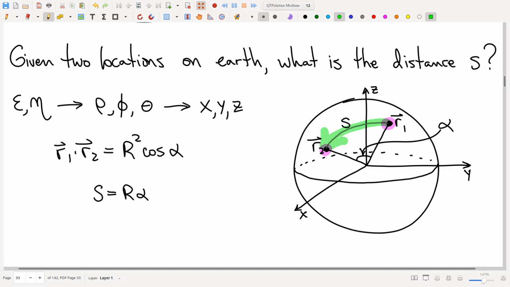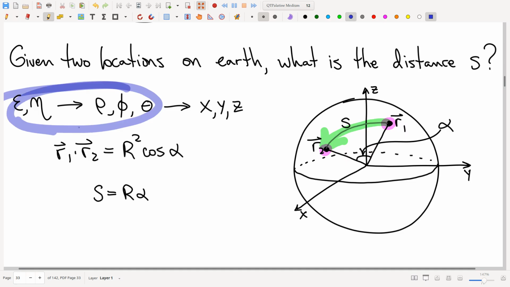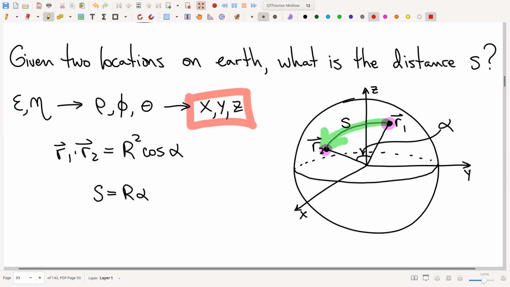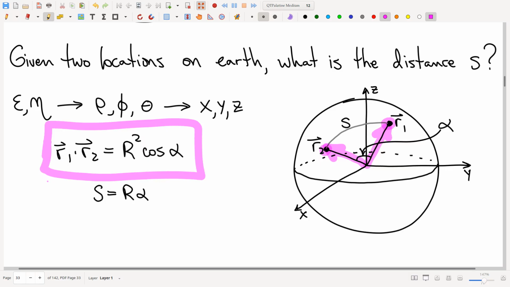A wonderful little argument is that for each of these points, I can use what we just discussed above to convert longitude and latitude to spherical coordinates. On the previous page, we have formulas for converting spherical coordinates to rectangular coordinates. So now you know the rectangular coordinates for both of these points. Well, now you know them as rectangular vectors, and you can talk about the dot product. The dot product of those two vectors is magnitude times the cosine of the angle.